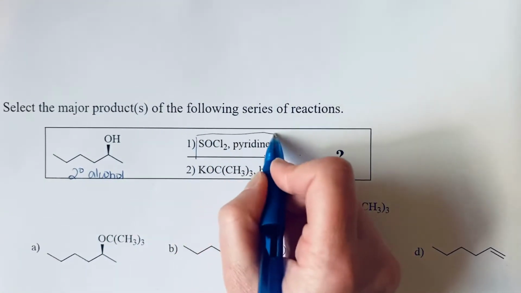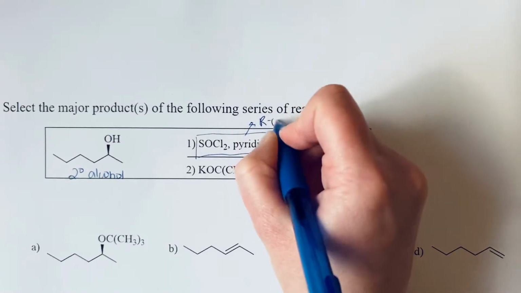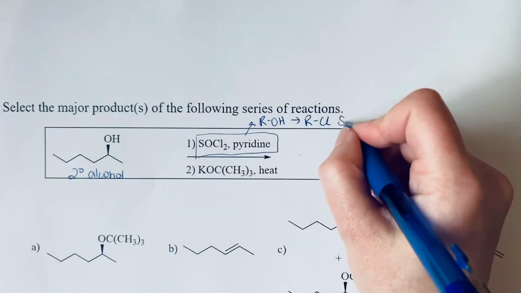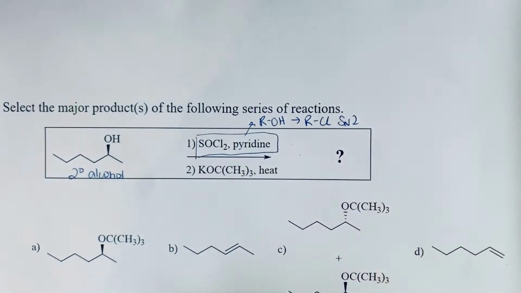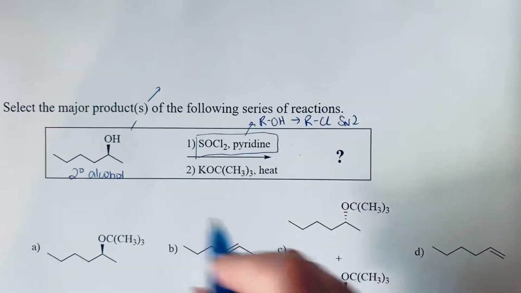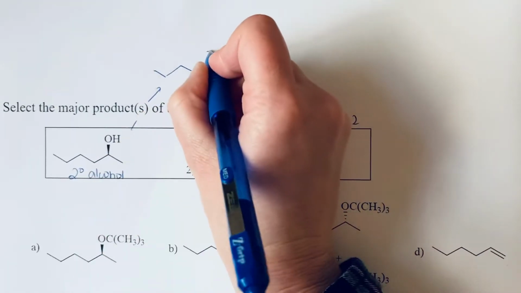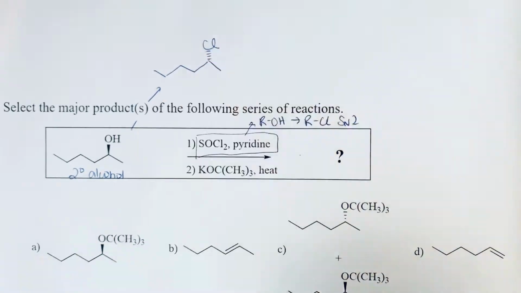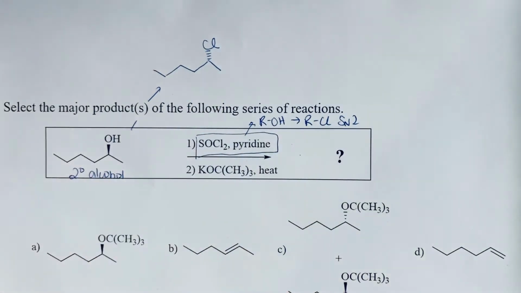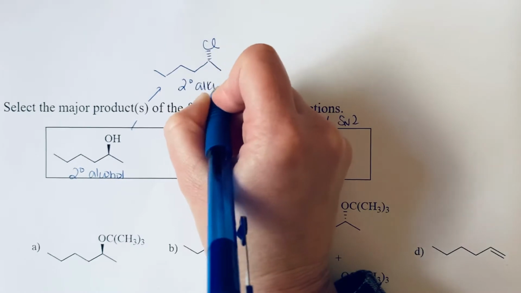So these are conditions, as we've seen in a previous video, to take an alcohol to an alkyl chloride, and it's overall an SN2 substitution. So that means that when we do this, the step where the chloride adds is SN2. So we should expect to see that the chirality at this center is going to invert as a result of this SN2 reaction that takes this from an alcohol to an alkyl chloride. And so now we've got a secondary alkyl halide.